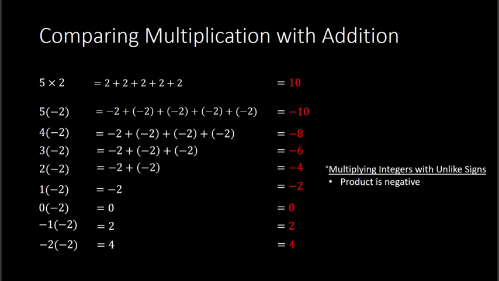So the rules is if you are multiplying numbers with different signs, your answer, your product, would be negative. So like here, positive times negative, 5 times -2 would be a negative number. Positive 4 times -2 would be a -8. And then if the integers have the same sign, so they're both negative or both positive, then your answer, or your product, would be positive.